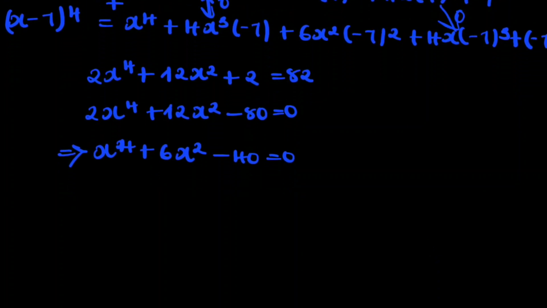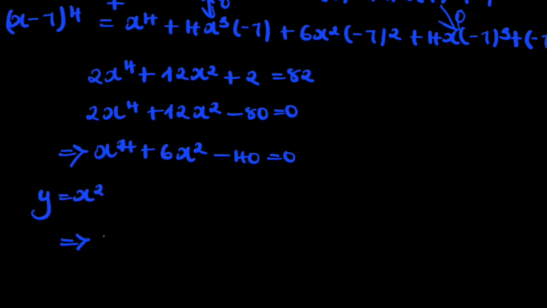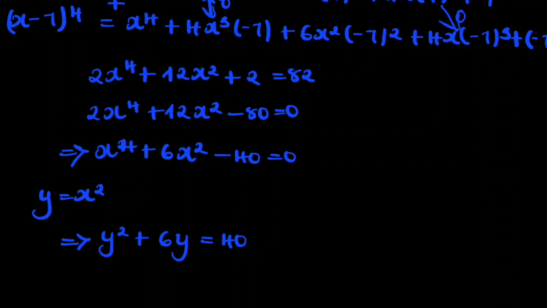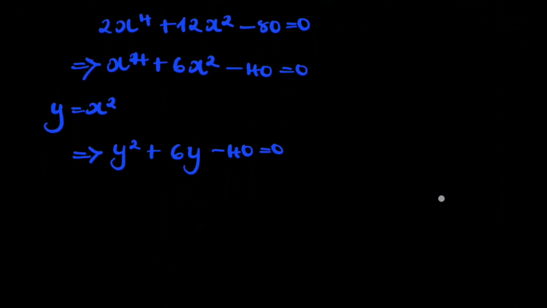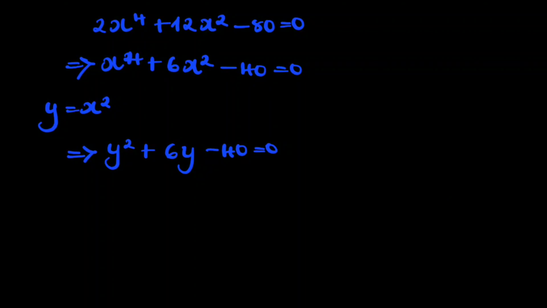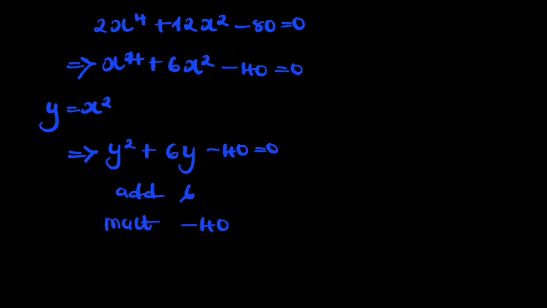We can turn this into a quadratic equation by letting y be equal to x^2. So if we let y be equal to x^2, it's going to be y^2 + 6y - 40 = 0. Okay, so now this is a quadratic equation, so we are just going to look for two numbers which will add up to 6 and multiply to give minus 40.